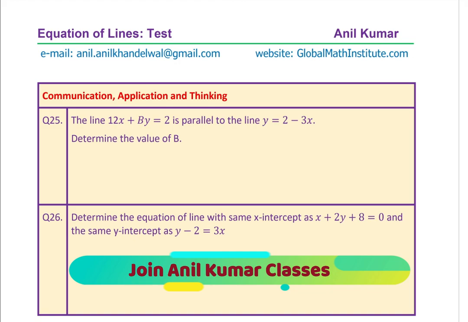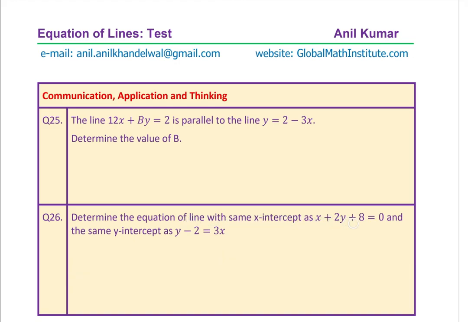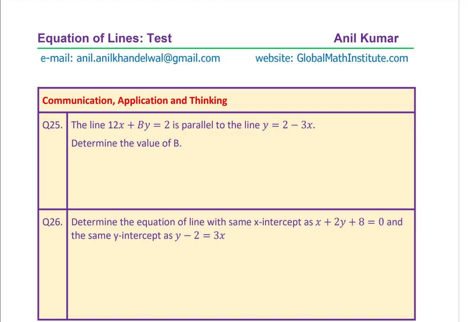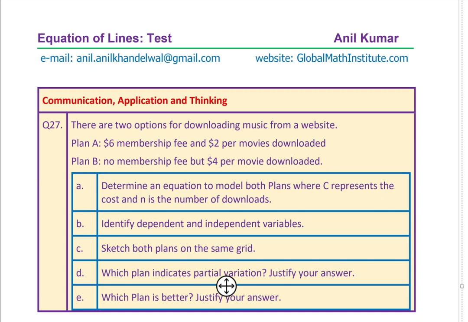Question 26. Determine the equation of line with same x-intercept as x plus 2y plus 8 equals to 0 and the same y-intercept as y minus 2 equals to 3x. So those intercepts are your 2 points which should help you to find the equation of line. Perfect. Question 27. Now this is an application question.